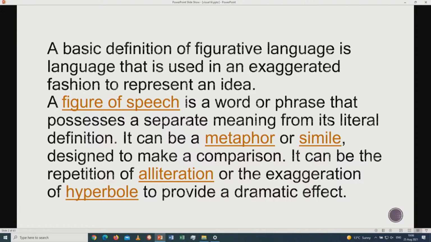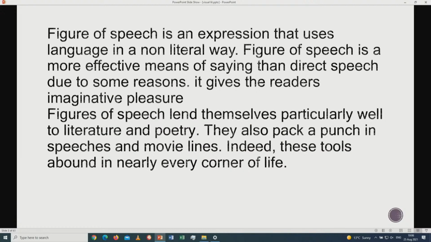Now, when we talk about metaphor and simile, a simile you'll always identify by like or as. A figure of speech is an expression that uses language in a non-literal way. A figure of speech is a more effective means of saying something than direct speech, for some reasons.